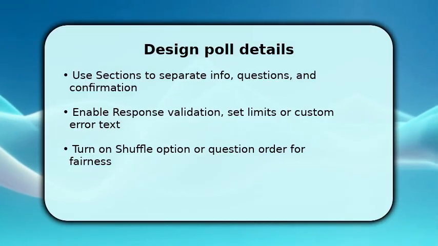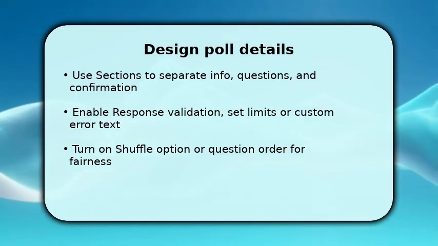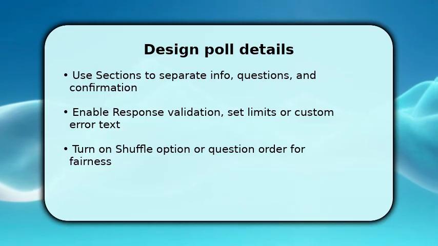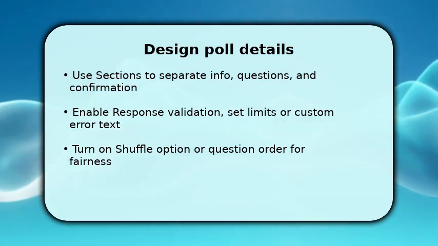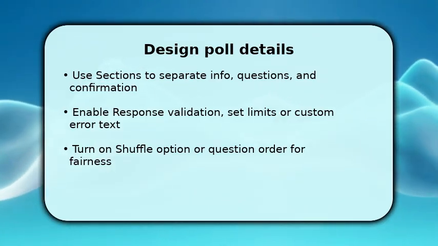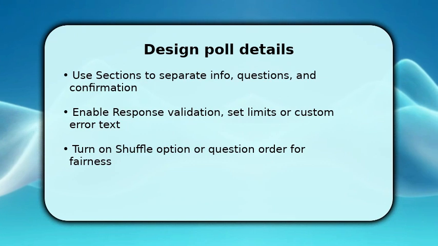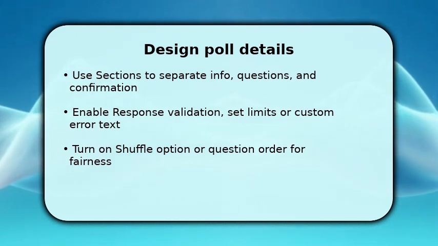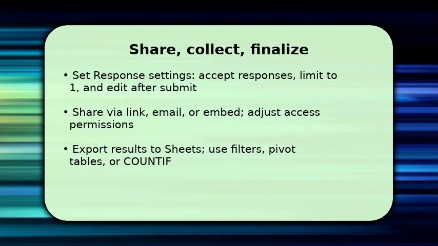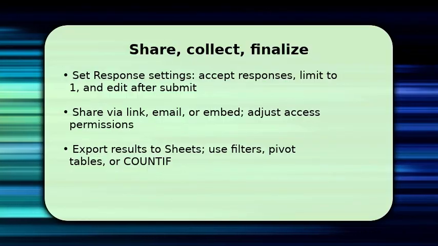helpful error text. To reduce bias, shuffle option order at the question level or randomize sections when appropriate. Make sure to preview the flow and test with a colleague so you catch confusing phrasing or unintended skipping between sections. When ready, configure responses. Toggle accepting responses, limit to one response per account if needed, and decide whether respondents can edit after submit.